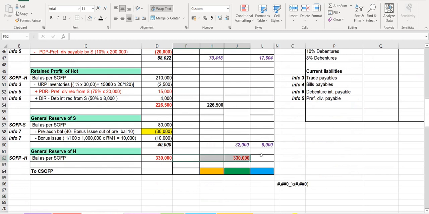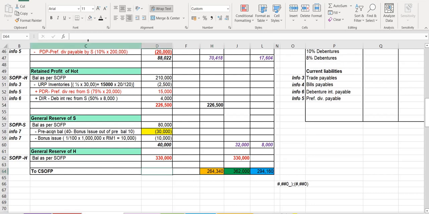So you are done with that, and you can now get the total for all columns. Here the non-controlling interest is 294,160. Check with your answer: 362,000 and 264,340.